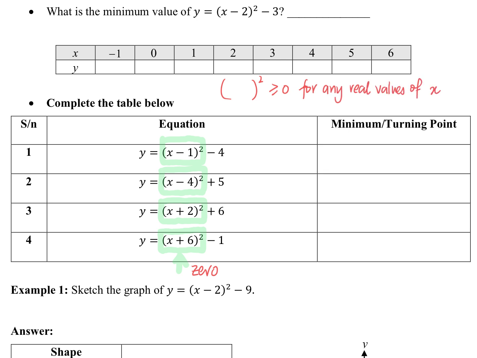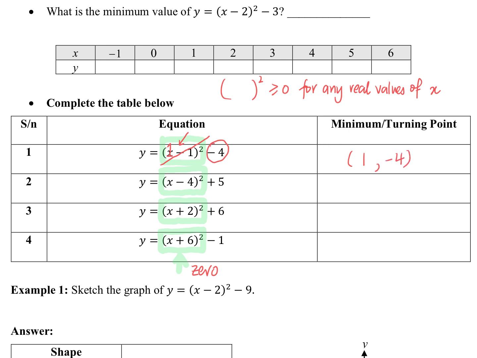Okay, any real values of x you sub in. So what do you think is the x value that I should sub in so that this thing zeroes out? One, because 1 minus 1 is 0. So my x value is 1. And when this whole thing zeroes out, what is my y? This one, right? So my turning point is there.